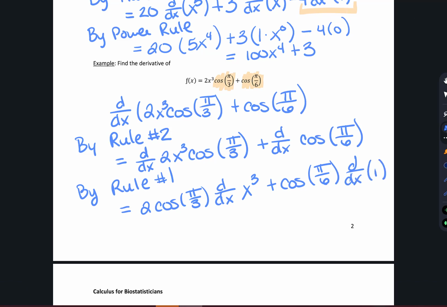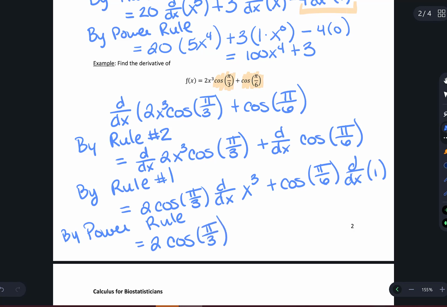And so just like before, we know that that second term is going to be equal to 0 because we don't have an x to take the derivative with respect to. And then we can apply the power rule. We get that this is equal to 2 times the cosine of pi over 3 times 3x squared plus 0. And so this becomes 6 times the cosine of pi over 3 times x.